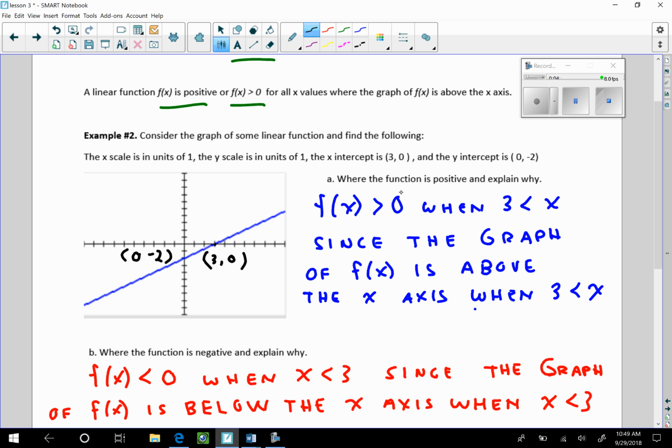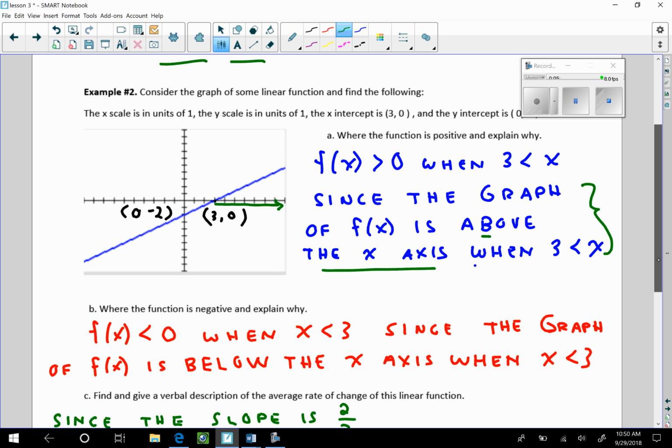But we say f of x is greater than 0 when x is greater than 3. So if x is greater than 3 over here, we say the function is positive. And why? Here's the reason why. Since the graph of f of x is above the x-axis when x is greater than 3, this is the reason why we say that the function is greater than 0.